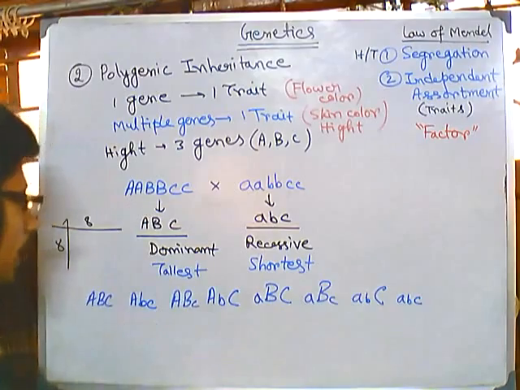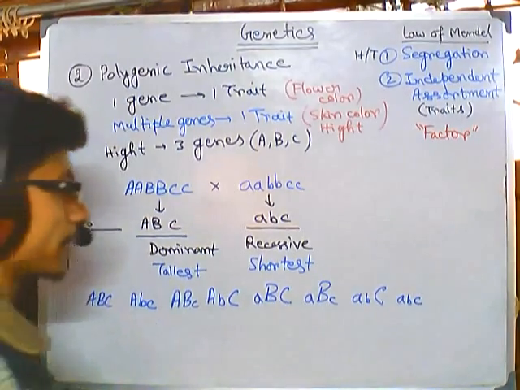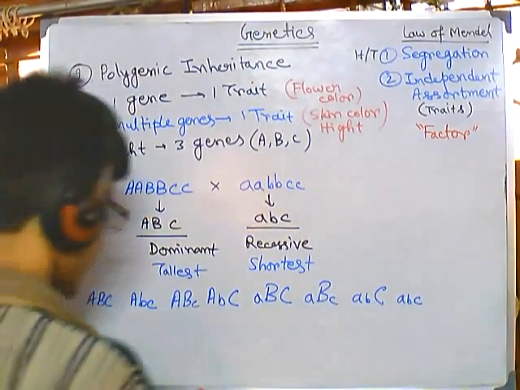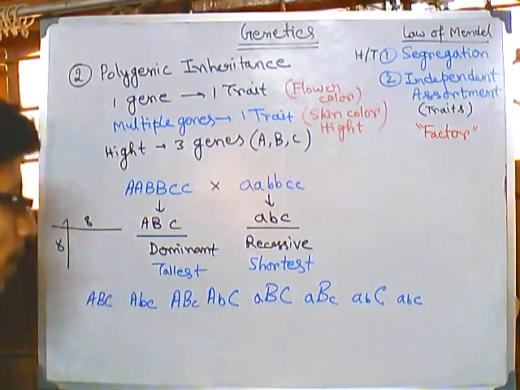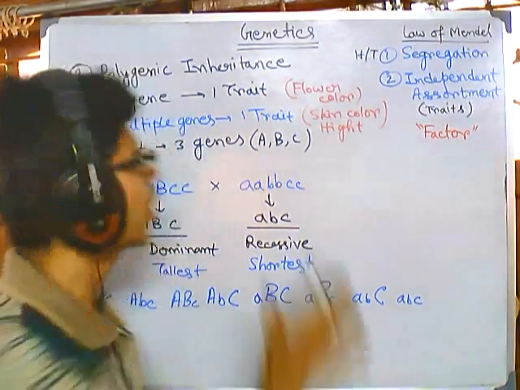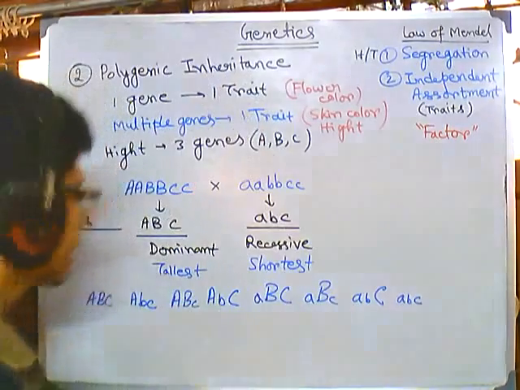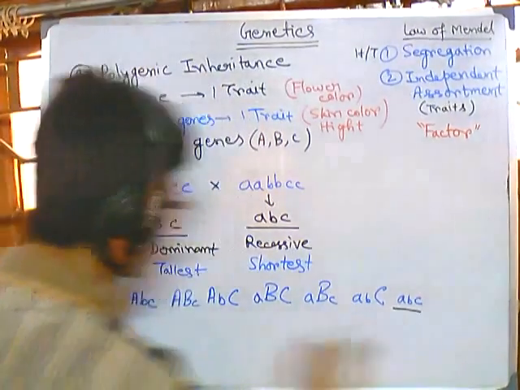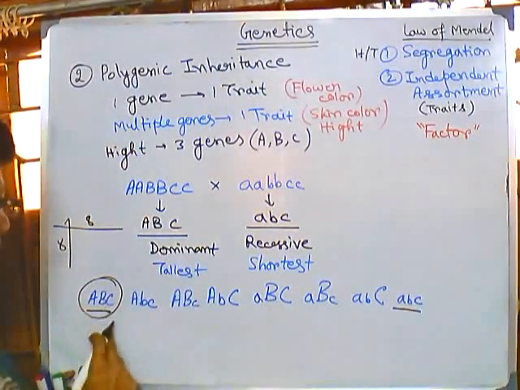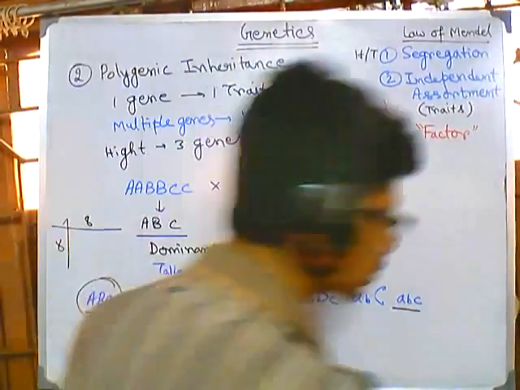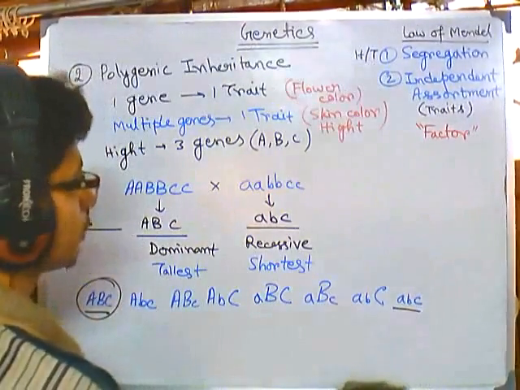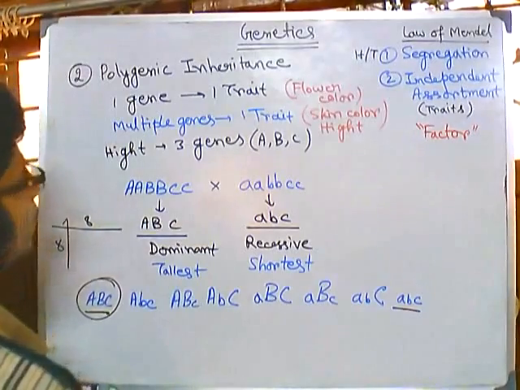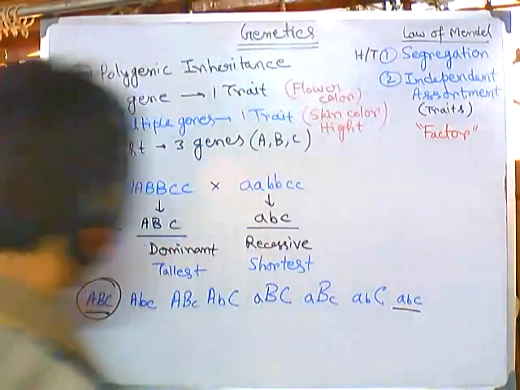So by looking at it, we can find a simple pattern. Now what is going to be the pattern? We can see, and this is the expression pattern of this polygenic inheritance, that the terminal lines, so caps ABC. Now, let us draw the Punnett square. It will be easier for you if I draw the Punnett square.